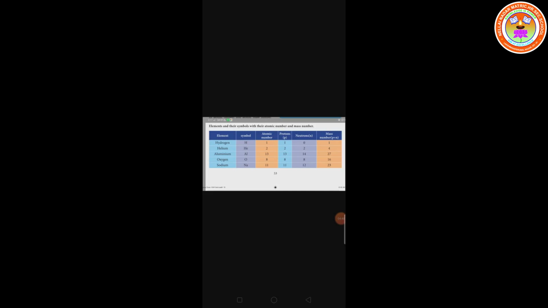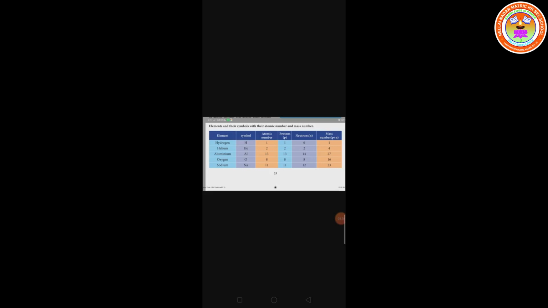So atomic number is 2. Mass number is 4. That means 2 proton plus 2 neutron. 2 plus 2, 4. The next element is aluminium. The symbol is the first two letters, capital A, small l, Al. Atomic number is 13. So atomic number 13 means it contains 13 proton. Mass number: it contains 13 proton, 14 neutron. So 13 plus 14, 27.